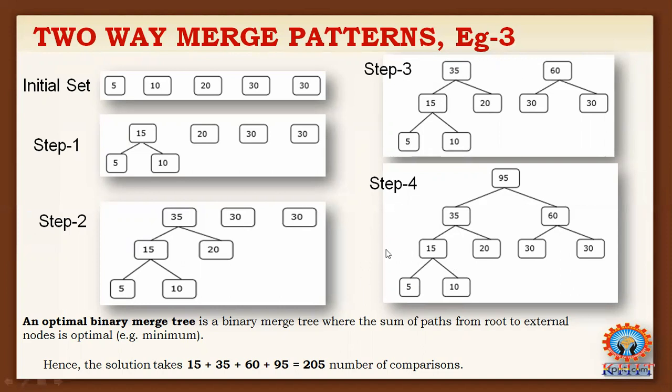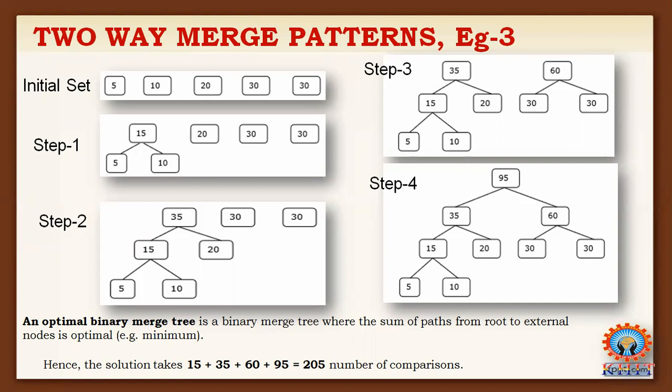So you simply add the root files here. The cost of root is 15 here. The cost of root 35 plus 60 plus 95, we will get 205 comparisons. Friends, the optimal way of merging the given 5 files takes 205 comparisons.